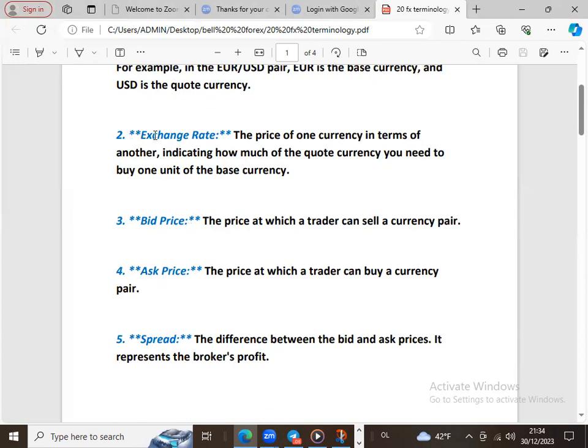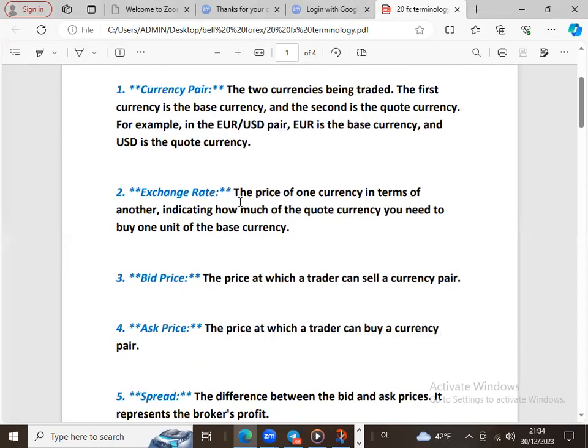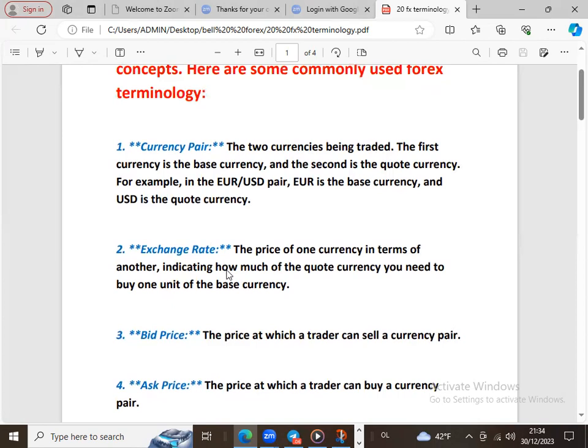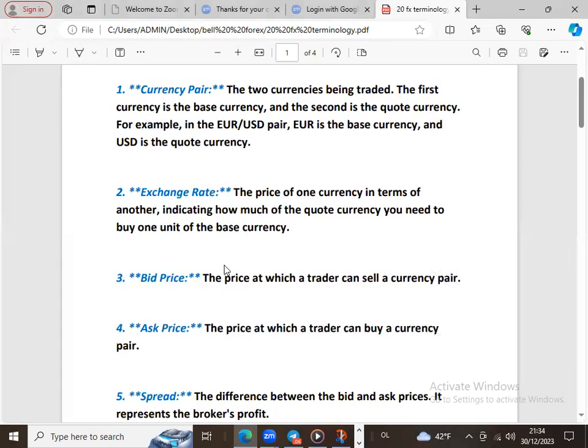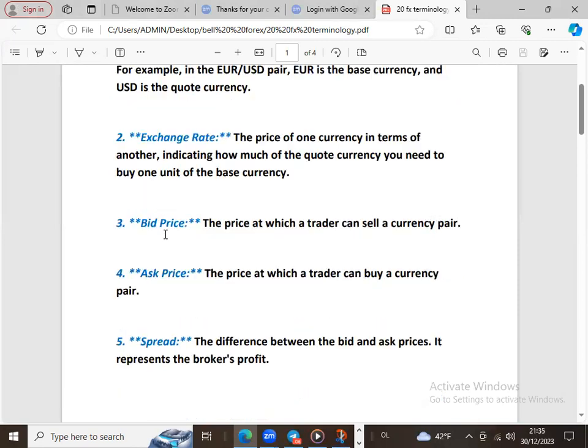The next one we will be looking at is the exchange rate. You need to understand that the currency pair has to be traded based on the exchange rate. So the difference in the exchange between the two currencies forms what they call the exchange rate: the price of one currency in terms of another, indicating how much of the quote currency you need to buy the base currency. So that's what we call the exchange rate.